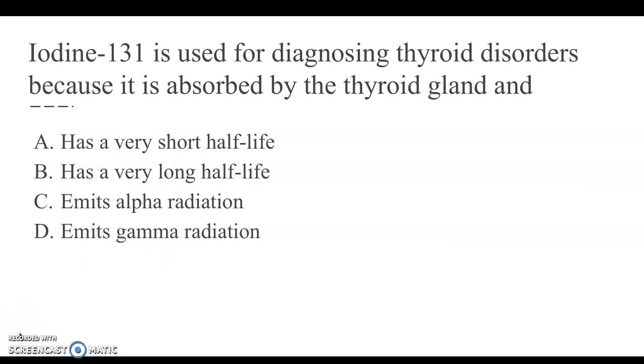Here's another practice question. Iodine-131 is used for diagnosing thyroid disorders because it's absorbed by the thyroid gland, and the best answer is A, has a very short half-life. You can look up the type of radiation it emits in table N. Again, having a long half-life is not beneficial for a medical use. You want short half-lives in order to limit the amount of radiation a person is exposed to.